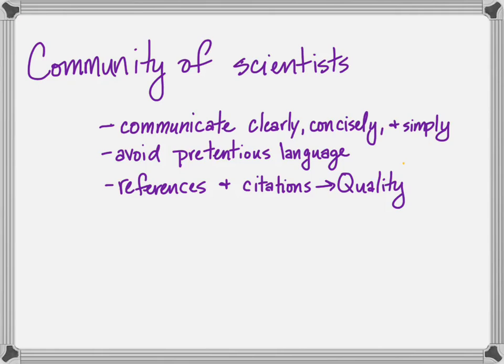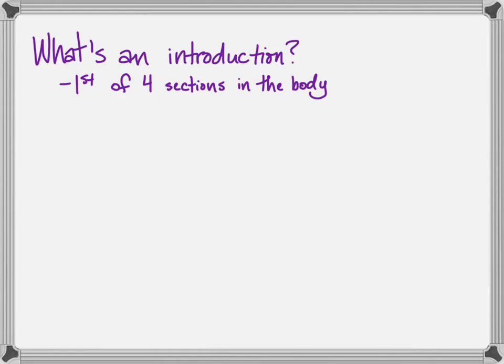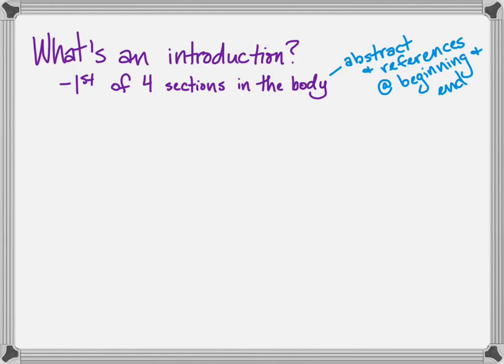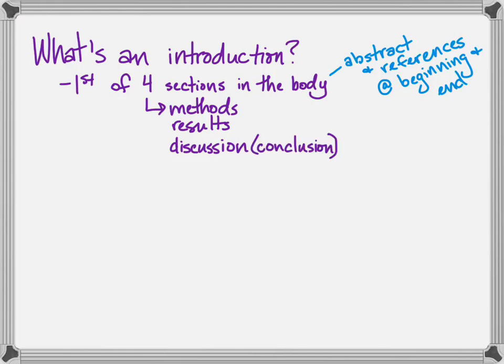So, what is an introduction? Well, first, it's the first thing that comes in the 4 major sections of the body of your paper. There are 2 other sections. You can probably guess what they are. They are the abstract and the references. They come at the beginning and the end. But after the introduction and the main body of your paper is going to come the methods, then the results, then the discussion section, also known as the conclusion.